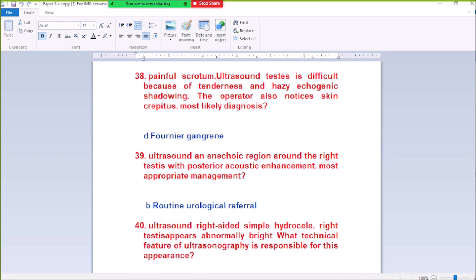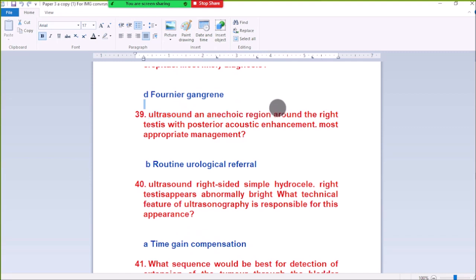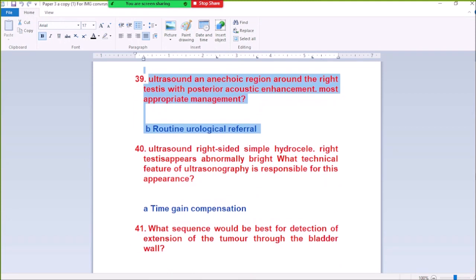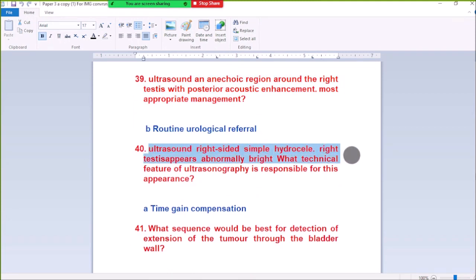38. Painful scrotum. Ultrasound testing is difficult because of tenderness and echogenic scrotum. In the posterior wall there is also skin thickening, most likely diagnosed as Fournier gangrene. 39. Ultrasound shows an anechoic region on the right side with posterior acoustic enhancement. Most appropriate management: routine urology referral. 40. Ultrasound of the right side shows a simple hydrocele.